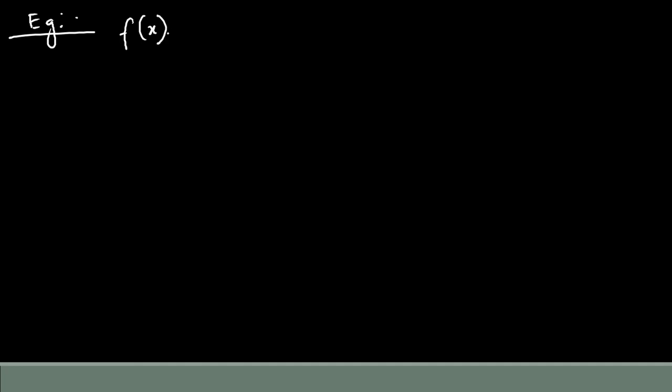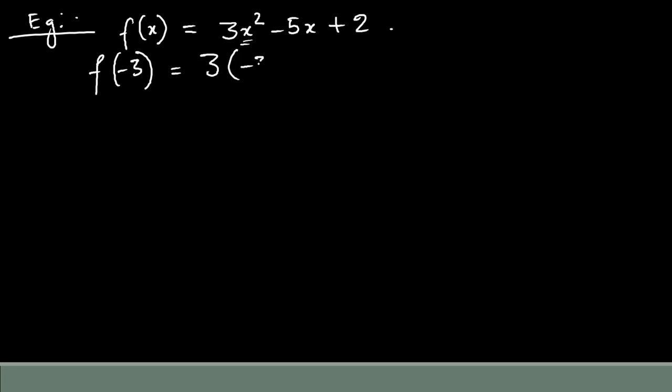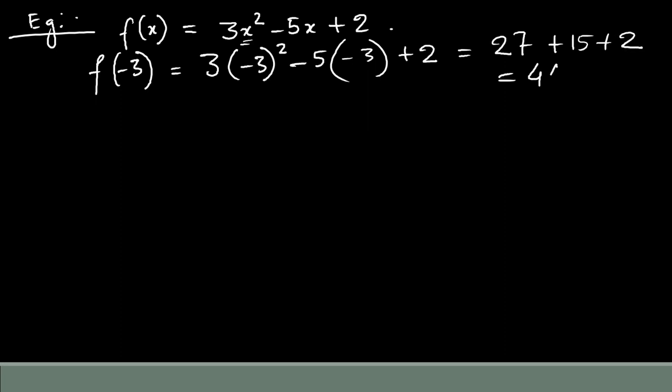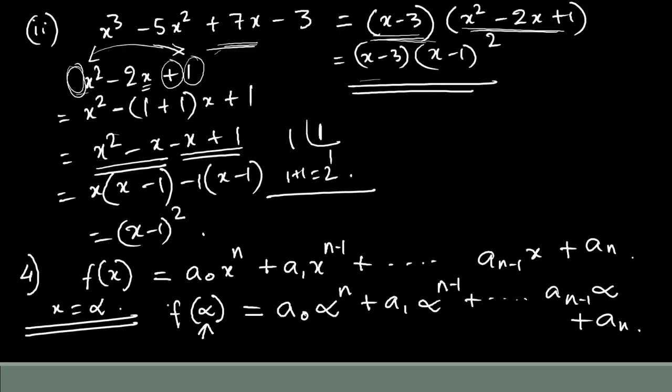Let's say you have f(x) = 3x^2 - 5x + 2, and you need to find f(-3). So what will you do? Wherever we have x, you need to insert -3 at that place. So you have 3 times (-3)^2 minus 5 times (-3) plus 2. So what do we get here? 3 times (-3)^2 is 27, then 15 plus 2. I'm sure you can do this addition. So this is what you mean by the value of this expression at x equals some number alpha.